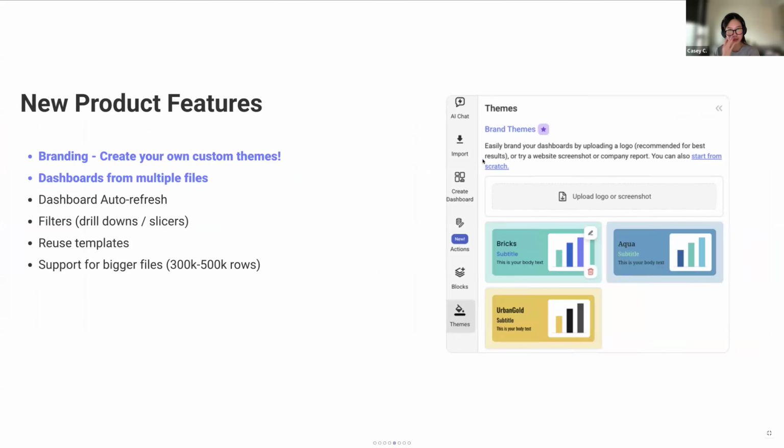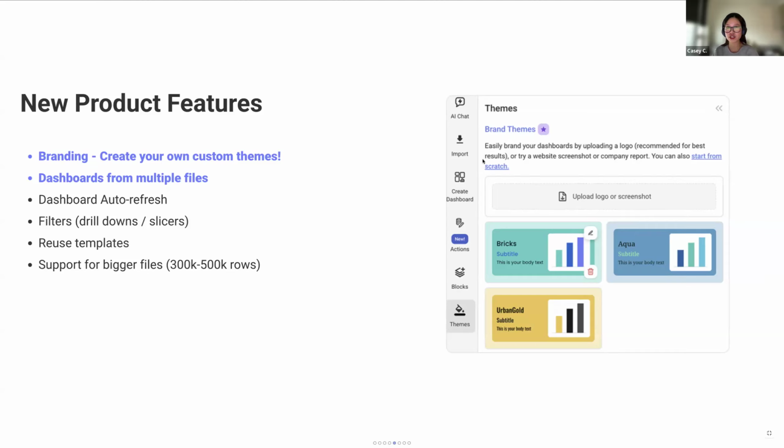So I'll give an overview about our new product features. The first one I'm super excited about because I am a designer: we recently launched branded custom themes. If you have a specific branding identity that you want to apply to your dashboard, you can simply upload a logo or a screenshot and Bricks AI is able to interpret that and then create a theme based off of that. If you have multiple files, like multiple XLSX files that you want to upload into your dashboard, you can do that as well.